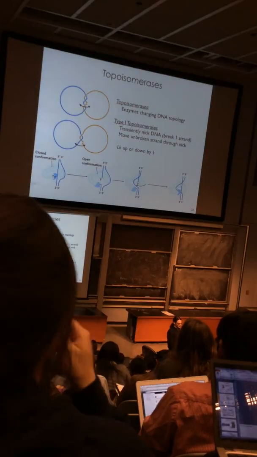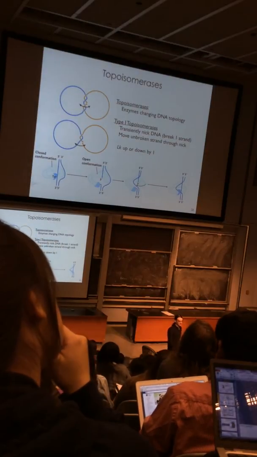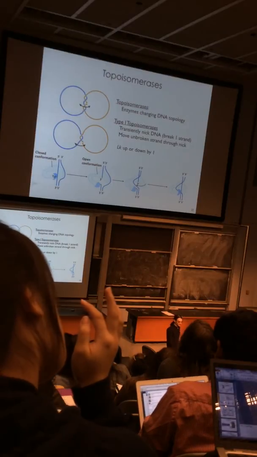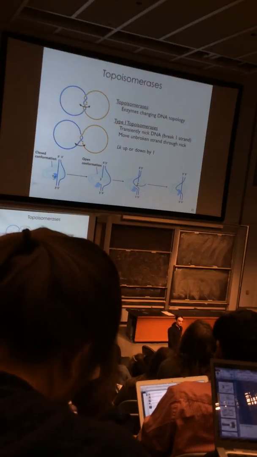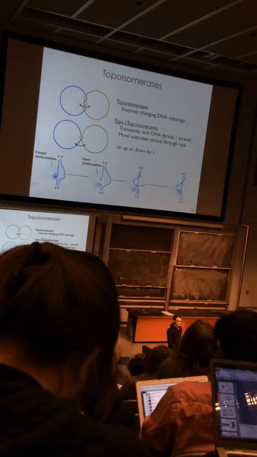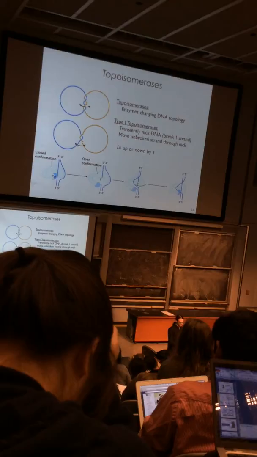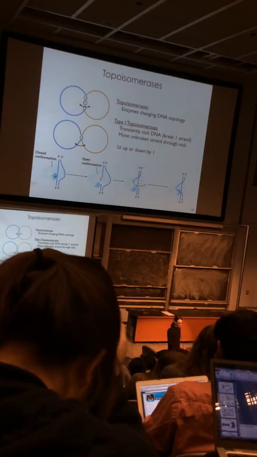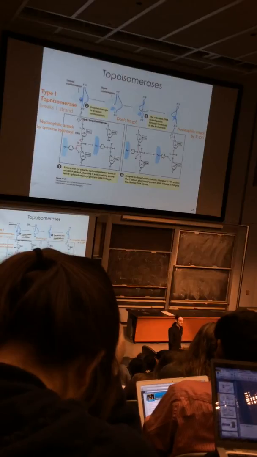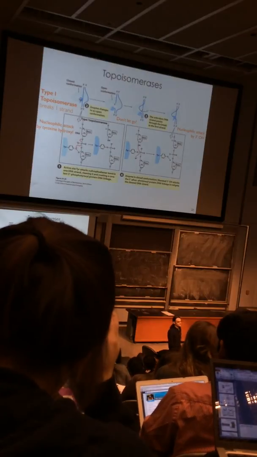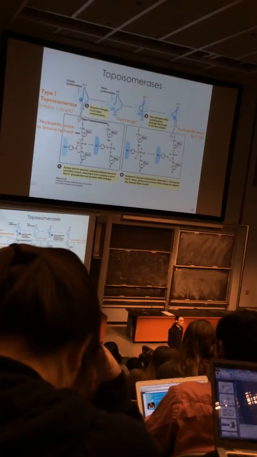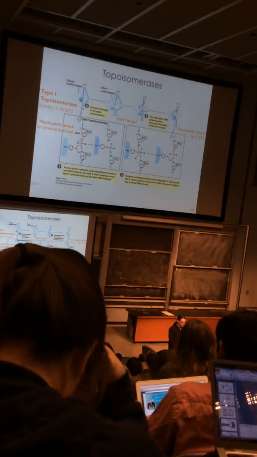And so type 1 topoisomerases transiently nick the DNA: they break one strand, pass it through itself, and then reseal it. By doing that, they change the linking number up or down by 1 unit. And in fact, the mechanism of these type 1 topoisomerases is simply this nucleophilic attack mechanism that I told you was the only chemistry we really need to learn about the DNA backbone.